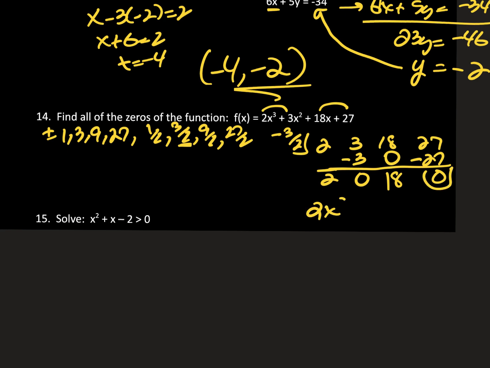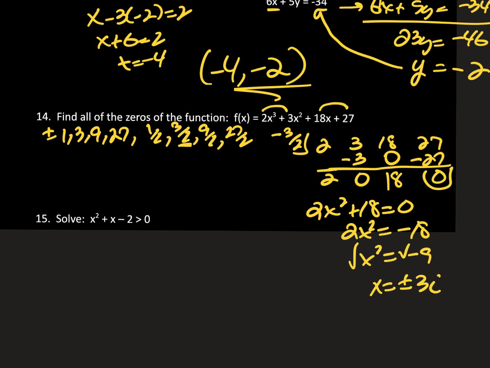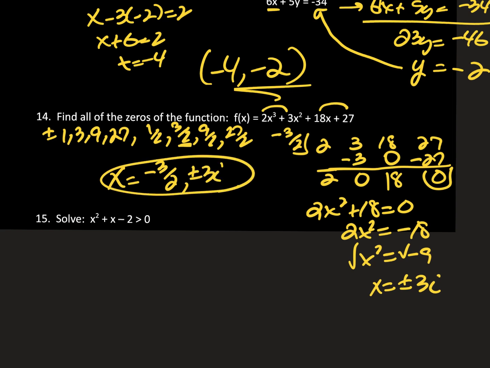So what I have left is this. 2x squared plus 18 is 0. Let's move that 18 over. Let's divide by 2. Let's take the square root of both sides, which gives me plus or minus 3i. Don't forget the i because it's a negative square root. So my final answer, all 3 zeros. I had negative 3/2 and also had plus or minus 3i. And those are your 3 zeros right there.